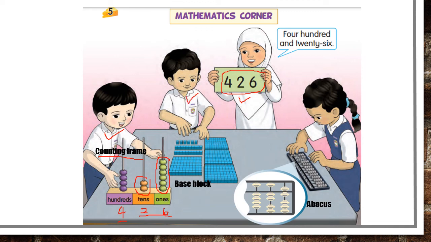This boy represents the number using the base block. So we need 4 blocks of hundreds, 1, 2, 3, 4, 4 blocks of hundreds, and 2 blocks of tens, and 6 blocks of ones. So this base block represents 426.